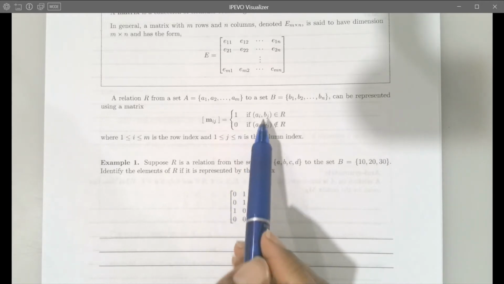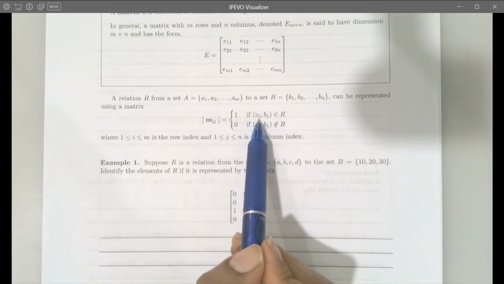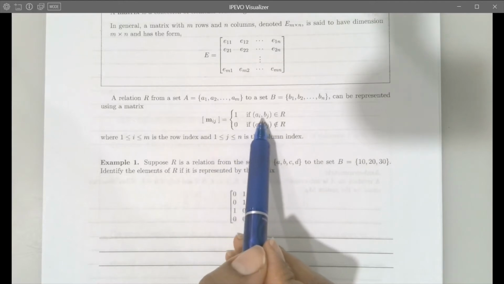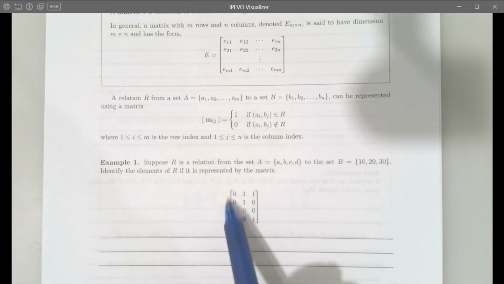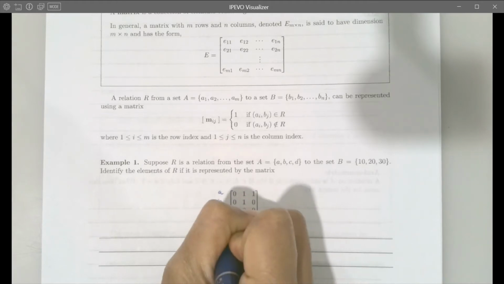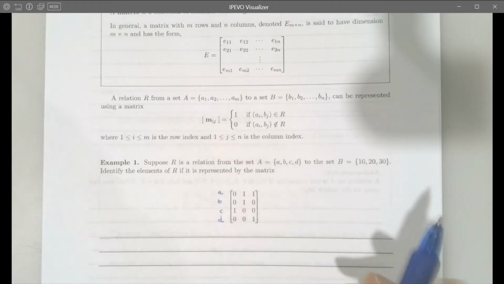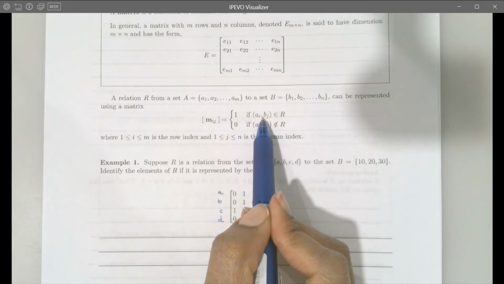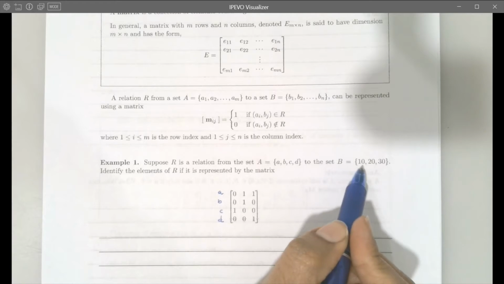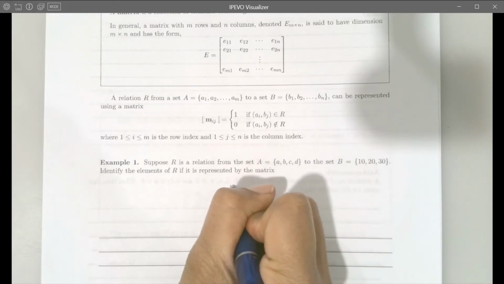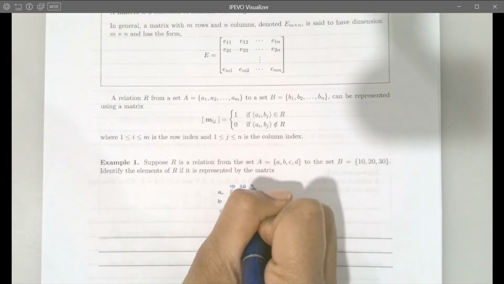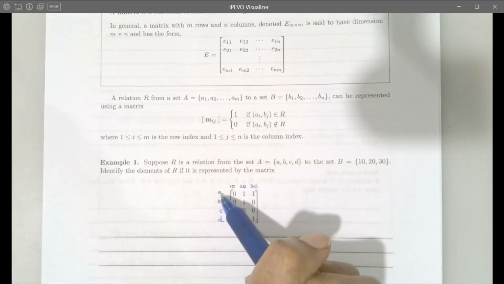Okay. So remember, the ith row is being represented by the inputs. So the rows here represent inputs A, B, C, and D. And then the j's correspond to the columns, and those are the outputs. So this represents output 10, output 20, and output 30.